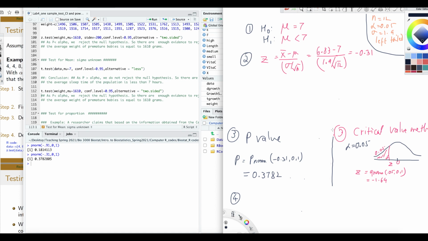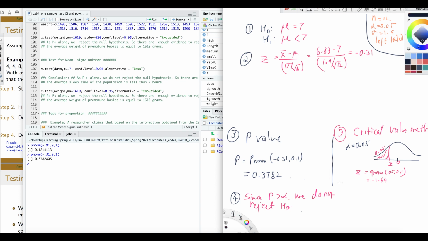So how do I make the decision by the p-value method? What is our alpha? Alpha is 0.05, right? Is the p-value greater than alpha or less than alpha? Definitely the p-value is greater than alpha, right? So since the p-value is greater than alpha, we do not reject H0. If the p-value is less than alpha, we reject H0. If the p-value is greater than alpha, we do not reject H0.